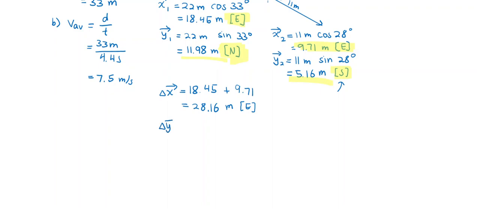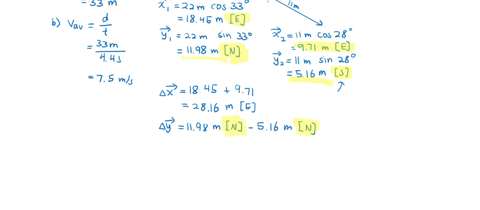So what I mean by that is we're going to keep the greater one the same. So we're going to keep this one as north. And now we're going to subtract this. So now you can see that both of our directions are the same now.